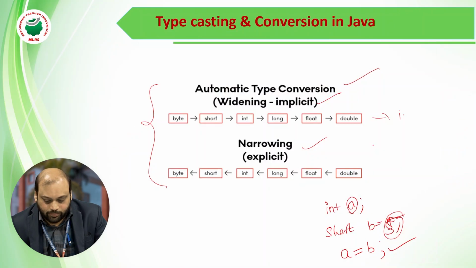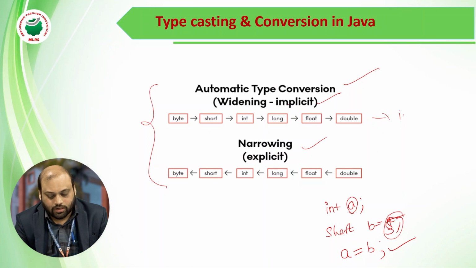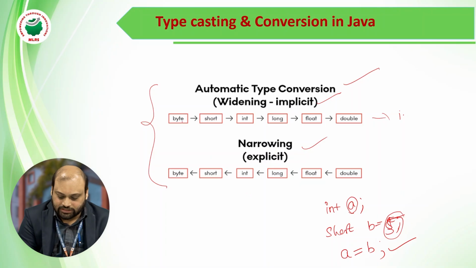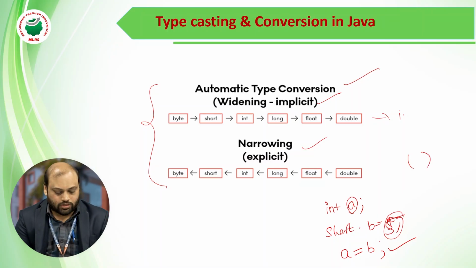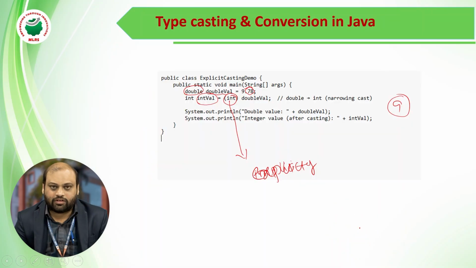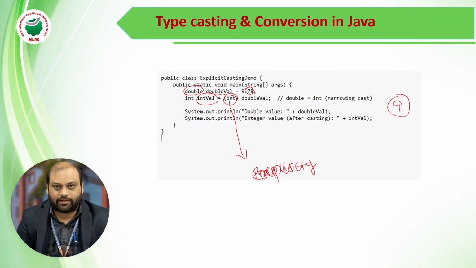And the automatic type conversion or typecasting will be either widening or narrowing. This is done by default, and this we use with this operator. So that's it. In the next class we will see operators.